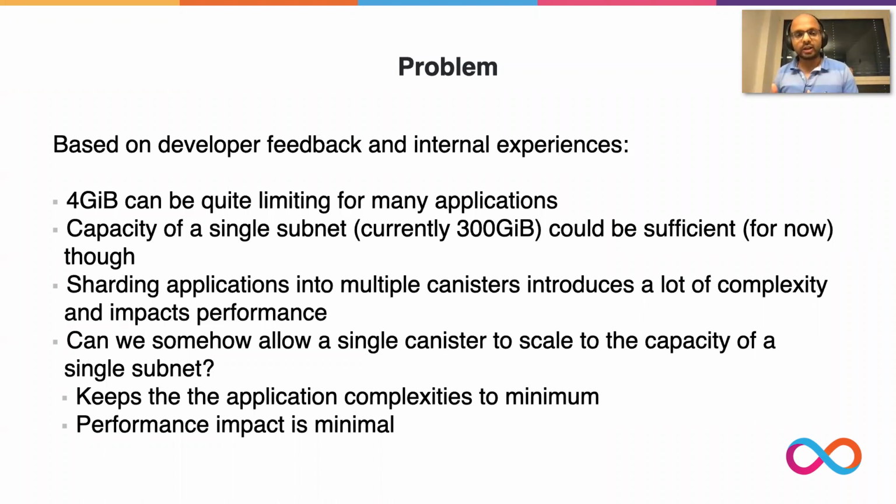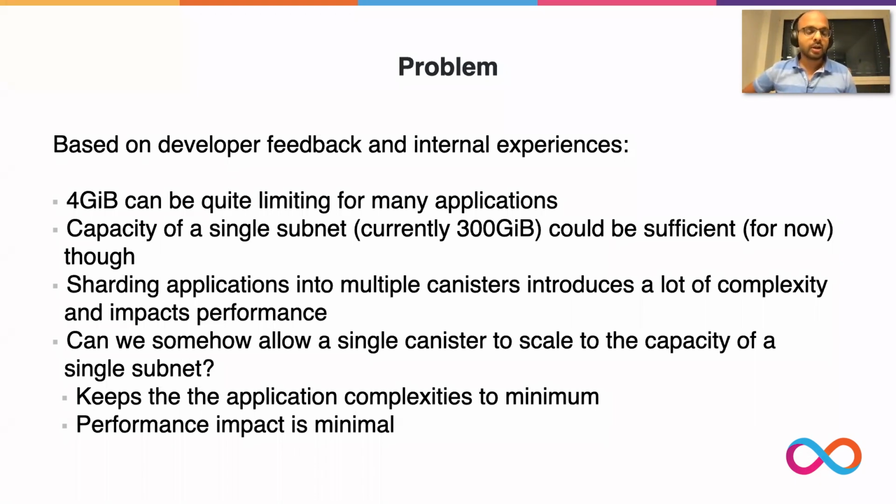And what we also realized is that the current capacity of a single subnet, which is around 300 gigs, is actually quite sufficient for quite a while, right? So if I could somehow let my canister or my application grow to 300 gigs, I can scale out, I can support a lot of users, I can support a lot of data, and I do not need to grow beyond that in the short-term future. Of course, in the long term, when I'm writing internet scale applications, then I need to go beyond that as well.